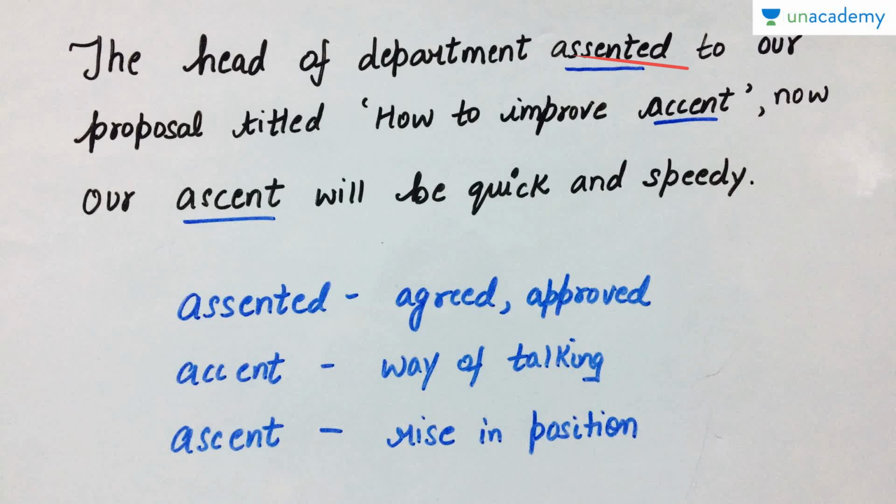So the first word assented here means agreed and approved. The second, accent, means the way of talking, as I told you, how to improve your accent. And then ascent, A-S-C-E-N-T, means rise in position. So this is the correct usage of all these words, assent, accent, and ascent. You must know the difference. Then only you will be able to understand it and to use it properly in sentences.